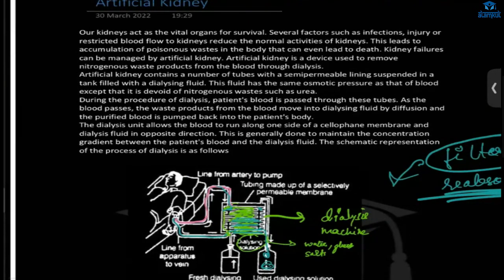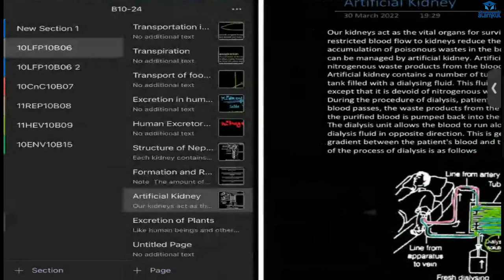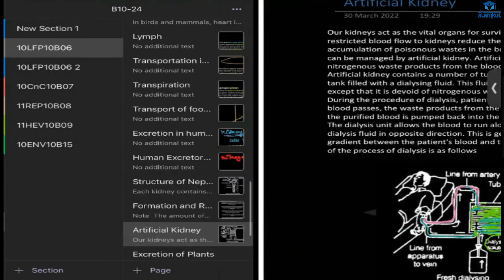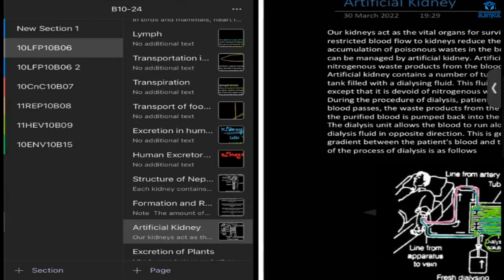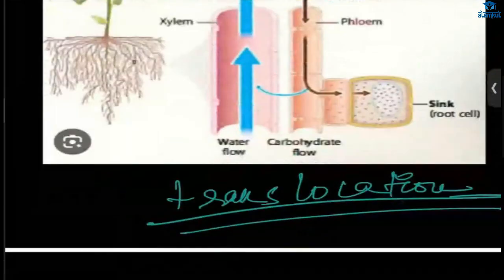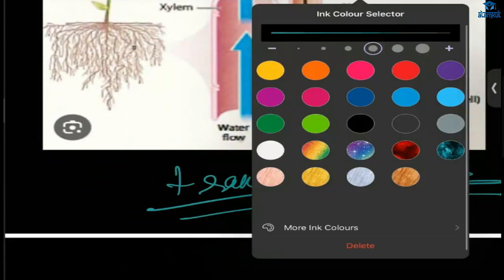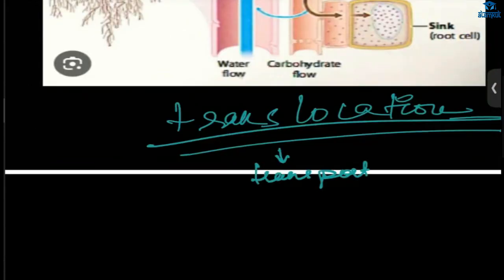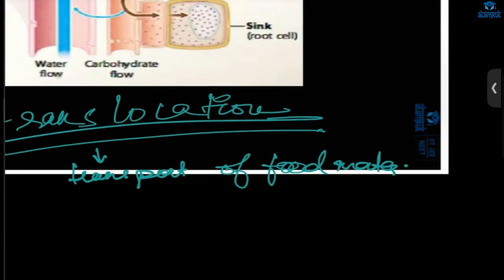That is the difference. And one more thing before this chapter is over, I have to talk about transport of food, translocation. I have already told you translocation. What is that? Transport or transfer of food materials in plants.